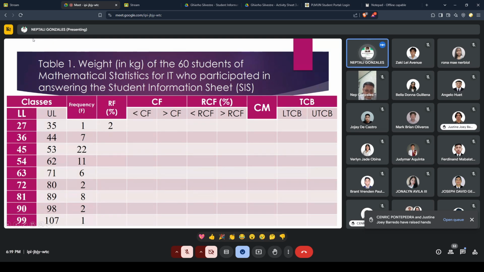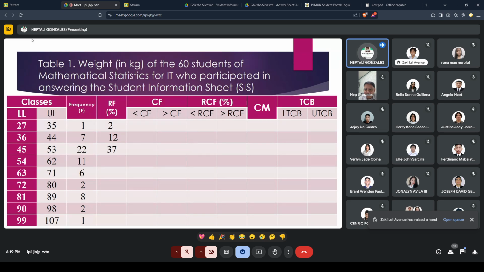So let's have some show of hands. So aside from these two, they have recited already. Ellie. 12 po, sir. Okay, the relative frequency of the next is 12. Very good. Next. Hurricane. 37, sir. 37. Okay, very good. Next.